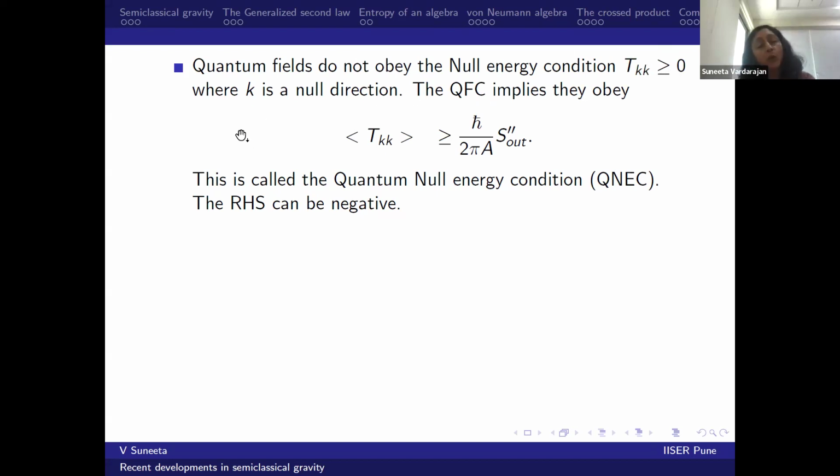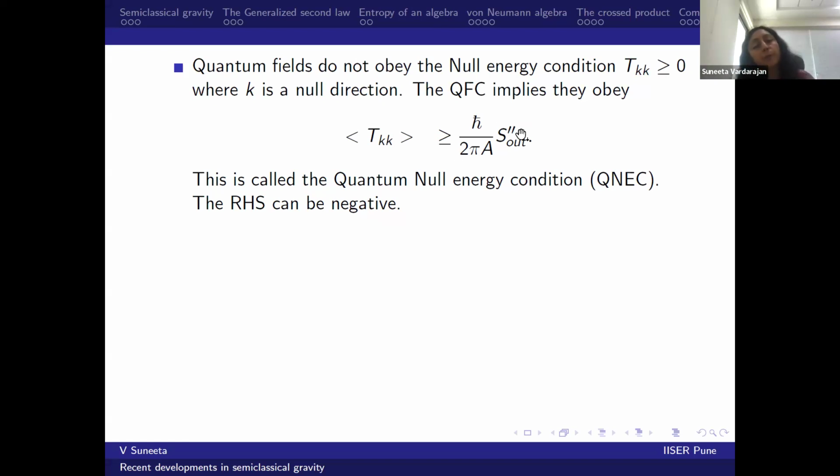But what you can do is, if the quantum focusing conjecture is true, then it implies that they obey the following condition: that the expectation value of T_kk in any state is greater than or equal to this particular constant multiplied by 2 derivatives of the entanglement entropy with respect to lambda, with respect to the null direction, the same null direction which is coming in the component of the energy momentum tensor. So this inequality replaces the null energy condition for quantum fields. And it is completely local.